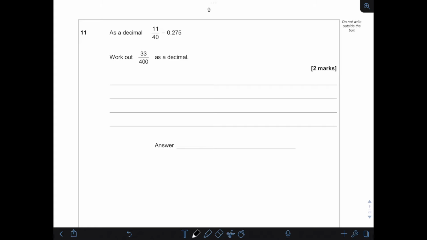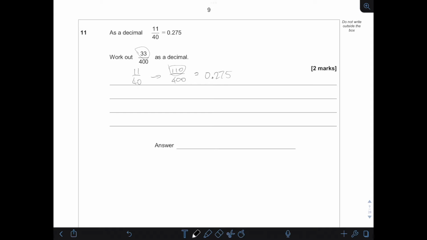So we know that if we want to get to a common denominator of 400, we need to turn 11 over 40 into 110 over 400, because you can multiply top and bottom by 10 and still get the same number. And so this whole thing is still equal to 0.275. We want to get 33 out of 400. We have 110 out of 400.